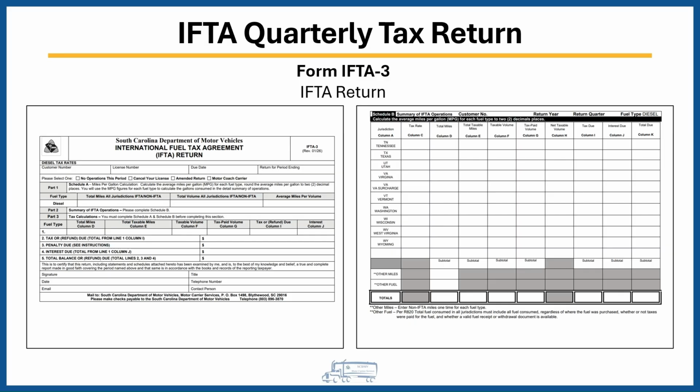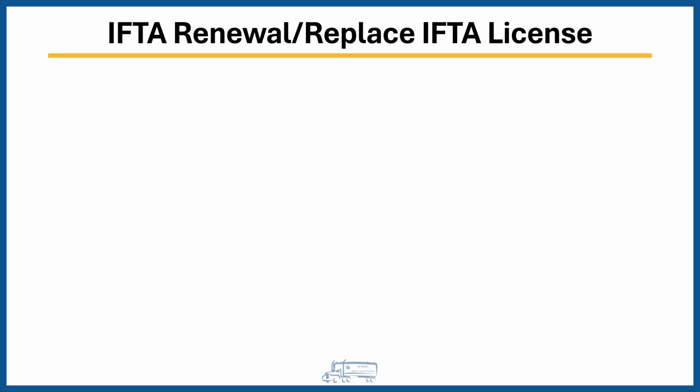On the IFTA 3, you will enter the number of miles you traveled in for each jurisdiction, and you will also need to report the volume of fuel that you purchased throughout the previous 3-month period. If you did not operate during the quarter, you must still file your taxes. If that is the case, you should file a no operations return.